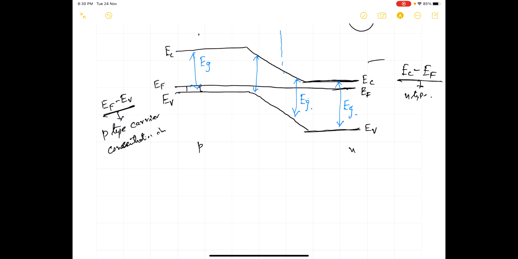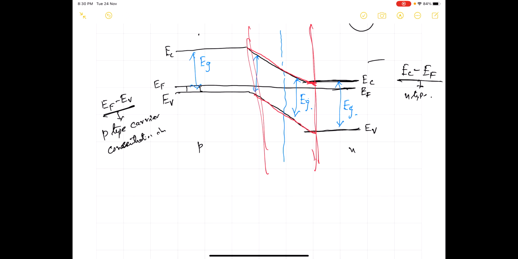Whereas this is the junction which we are talking about. This is the depletion region, where there are no carriers. This is the depletion region of the p-n junction, where we have this slope. Wherever there is slope, that is the depletion region.